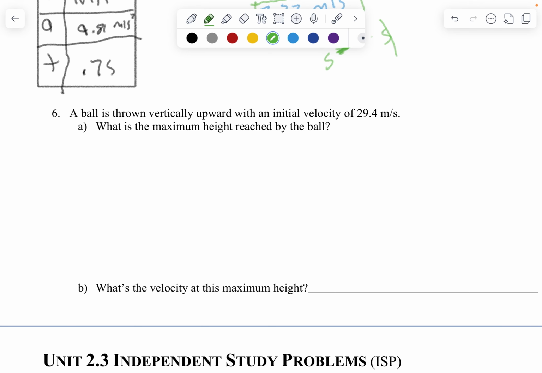Let's move on to number 6. A ball is thrown vertically upward with an initial velocity of 29.4 meters per second. What is the maximum height reached by the ball? Okay, so at the end of this, we're also going to go into the simulator to check our answer. But first, let's see what we're given and create our table like always.